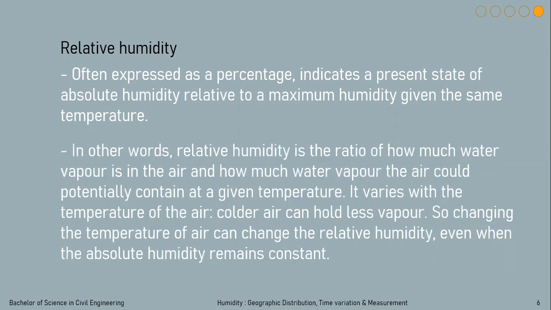It varies with the temperature of the air. Colder air can hold less vapor, so changing the temperature of air can change the relative humidity, even when the absolute humidity remains constant. So, relative humidity, expressed as a percent, also measures water vapor, but relative to the temperature of the air. In other words, it is a measure of the actual amount of water vapor in the air compared to the total amount of water that can exist in the air at its current temperature.